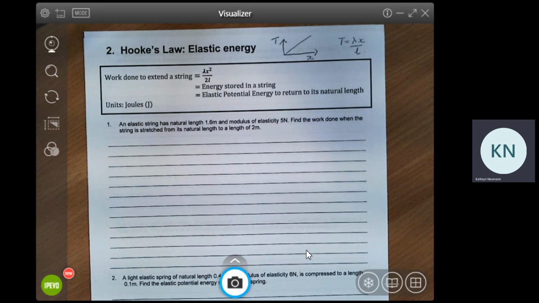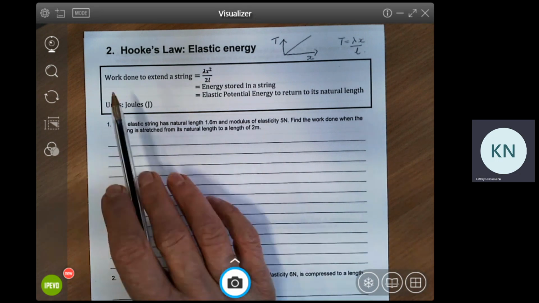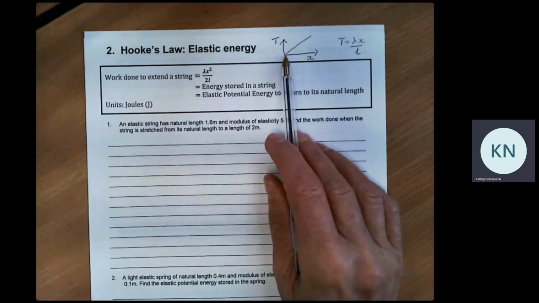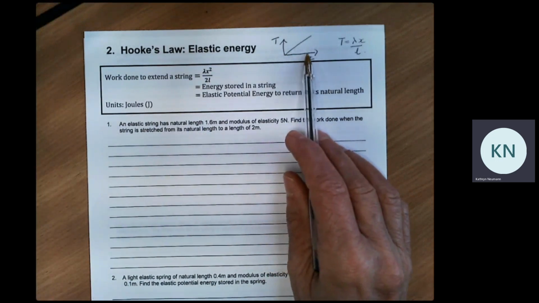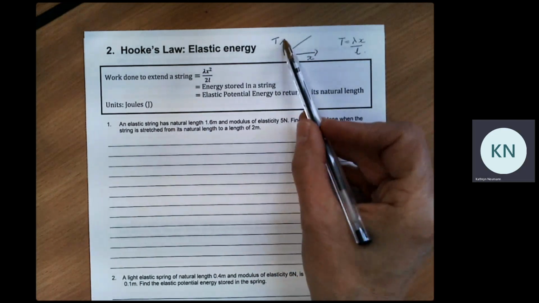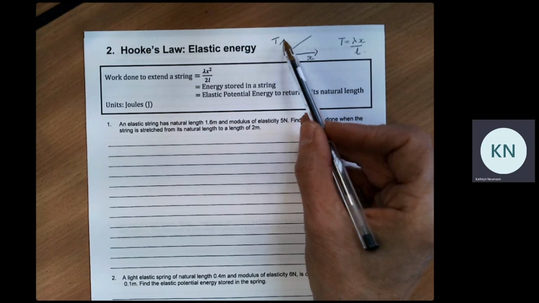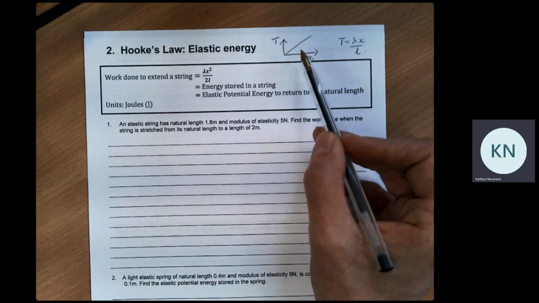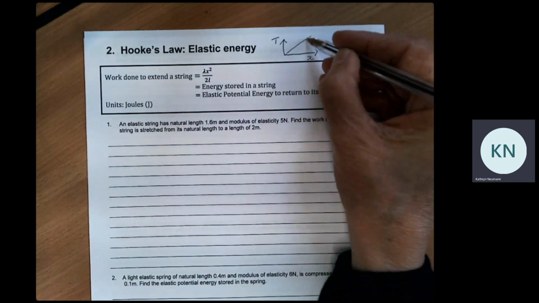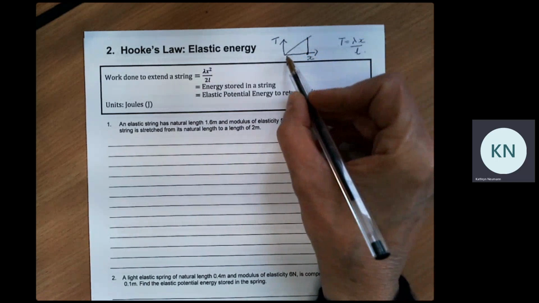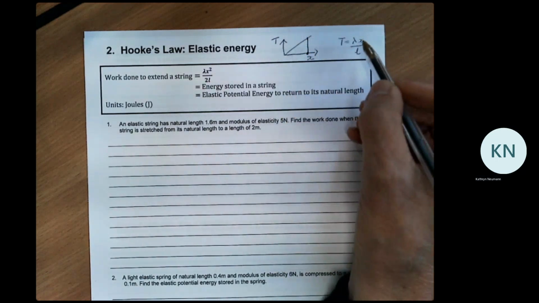So if we want to consider what we mean by work done to extend a string, we can think about taking a string and extending it by a different amount and thinking about what the tension in the string is at any point. Now we know that work done is force times distance. So looking at this situation here, if I want to know at this point here, what is the work done by stretching the string out to this point, then that will be the force times the distance.